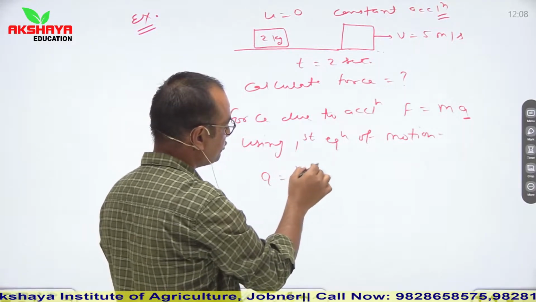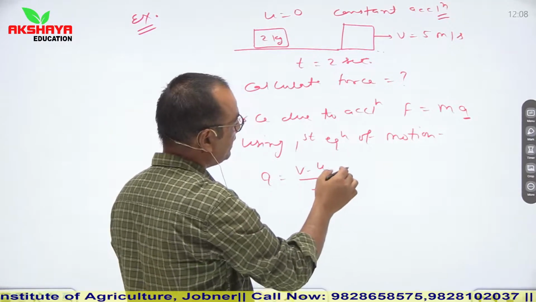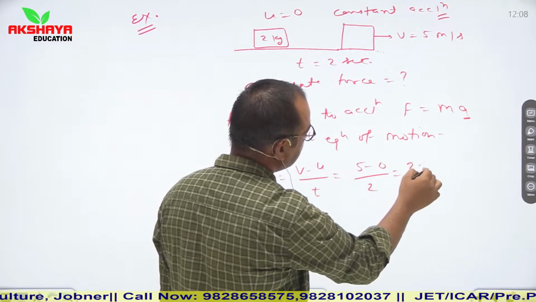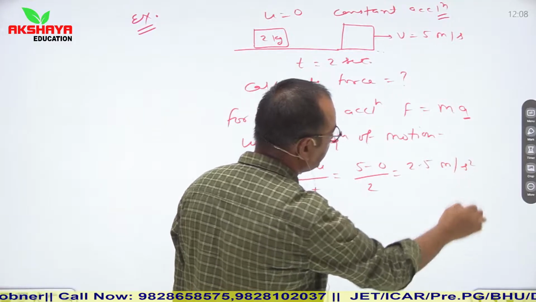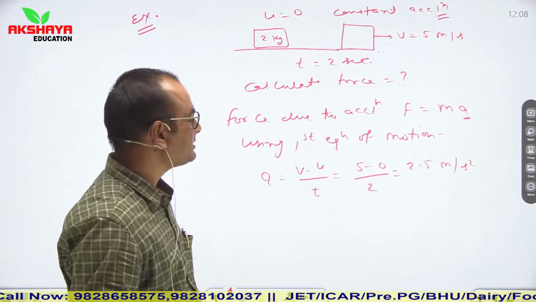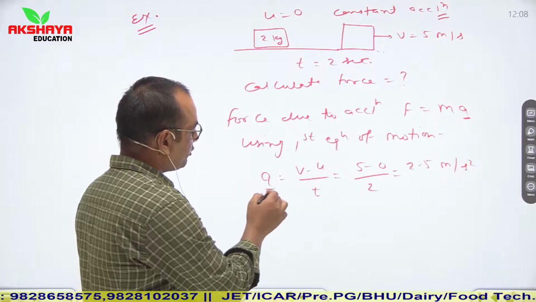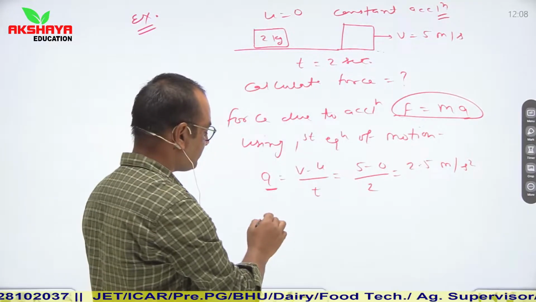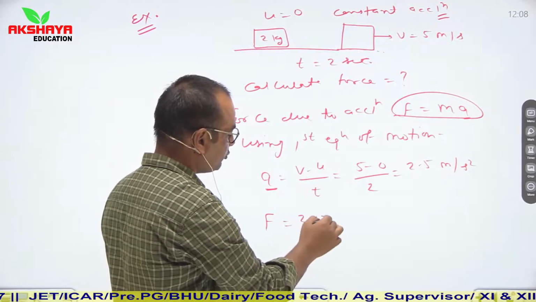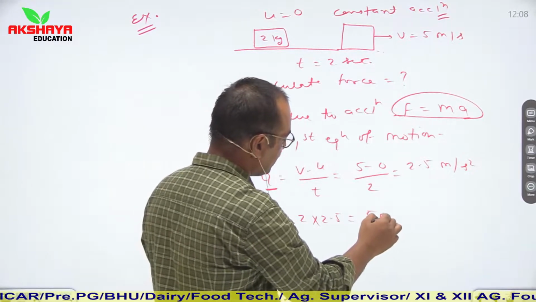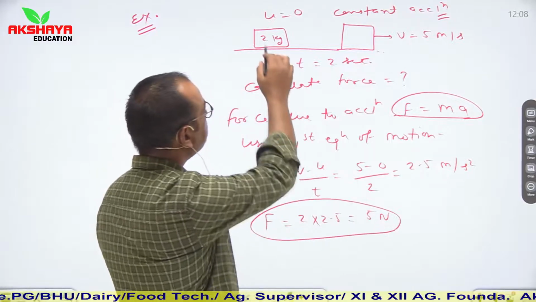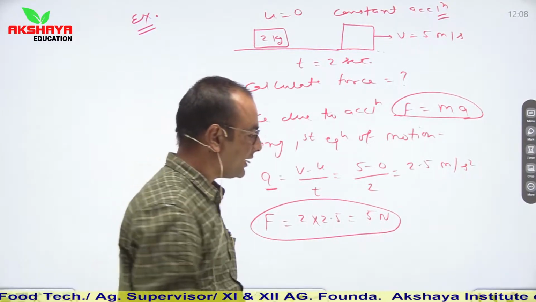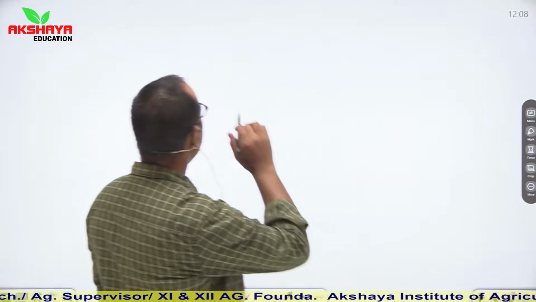So A is equal to V minus U upon T. Final velocity is 5, initial is 0, time is 2. So acceleration is 2.5 meter per second square. Now, if we know the value of acceleration, then using this relation we can calculate the force. So it is 2 into 2.5. So finally we got the answer that the force on this particle of mass 2 kg due to its acceleration is 5 Newton.